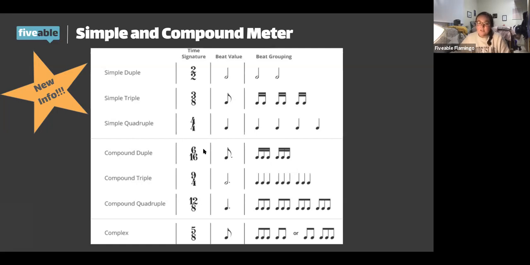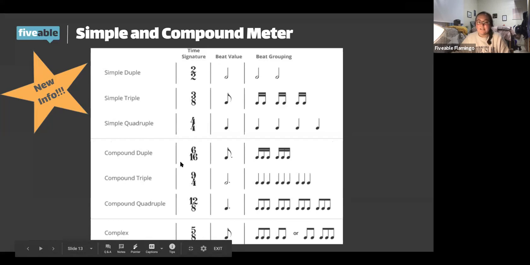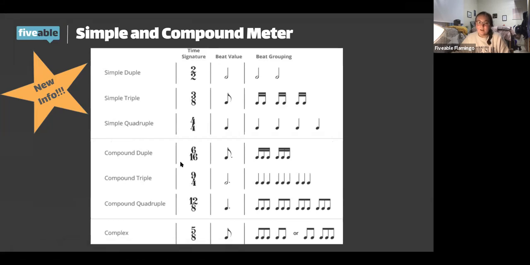but when you can divide things into groups of 3, it becomes compound. So when we're doing things in, what do I usually have you guys do them in? Like 6/8. Yes. Yeah, so when we're doing things in 6/8, you can divide them in 1, 2, 3, 4, 5, 6. And I always talk about how we feel it in 2 because we're dividing it into 2 groups of 3. So 6/8 is a good example there.